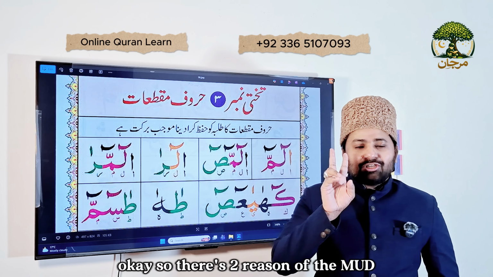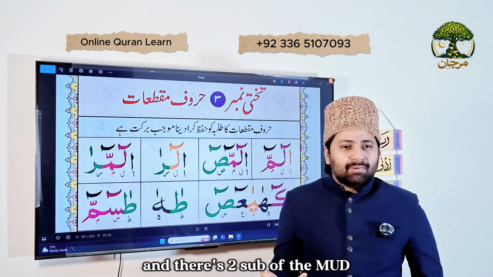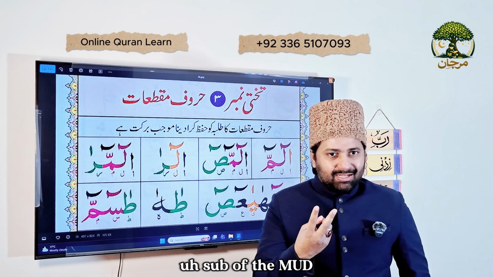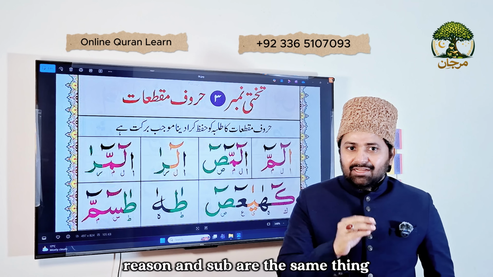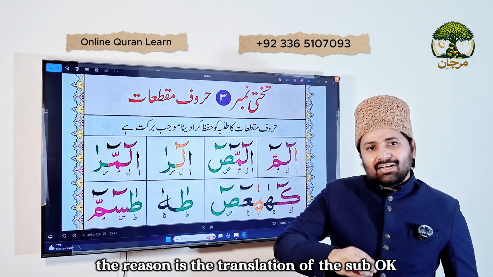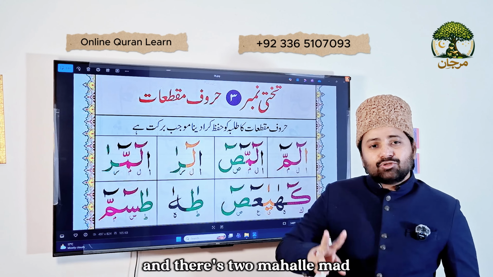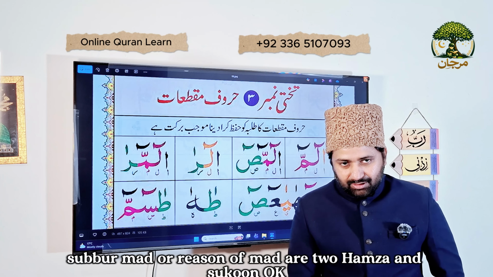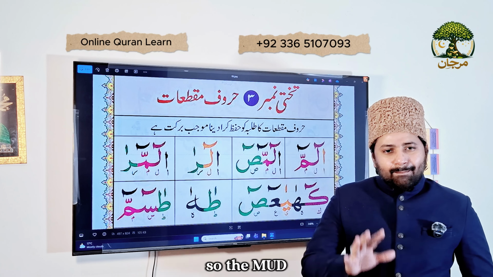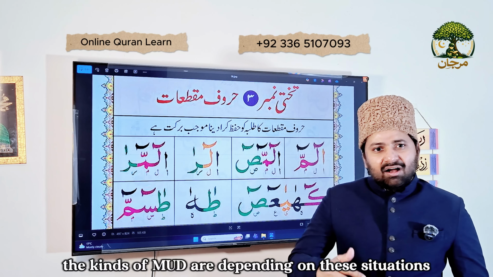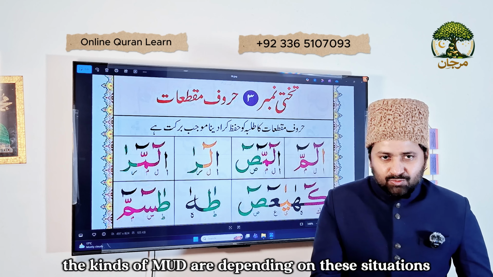Okay, so there are two reasons of the mad, two sabab of the mad. Reason and sabab are the same thing. Sabab is the translation of reason. And there are two mahalle mad, where mad happens. Mahalle mad are the vowel letters, the madda letters, and lean letters, and sabab mad, or reasons of mad, are two: hamza and sukoon. So the kinds of mad depend on these situations.